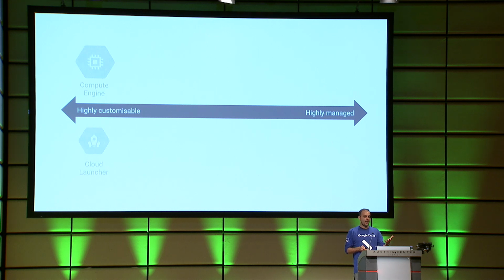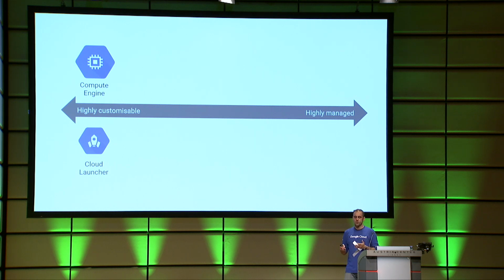On the highly customizable side, there's Compute Engine. Compute Engine is the virtual machines in Google Cloud. That's what we call them. They can be Linux virtual machines, or they can be Windows virtual machines. You basically pick and choose what kind of configuration you want with CPU and memory. And within like 30 seconds, you get the VM, and you can SSH into it, and you can do whatever you want.